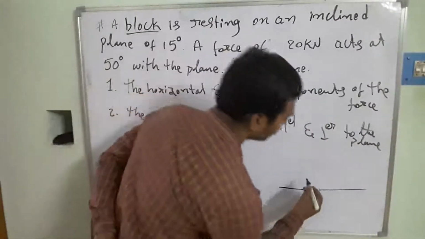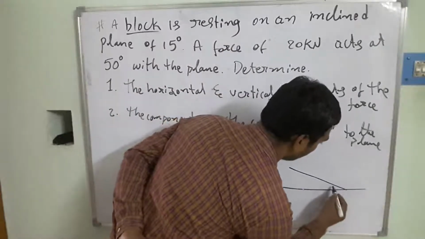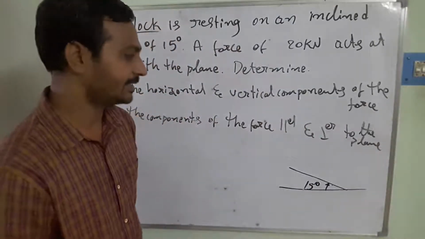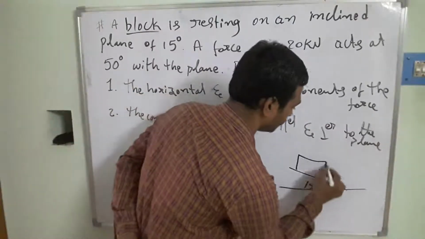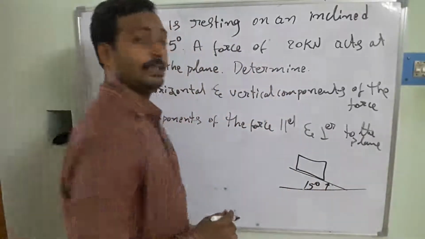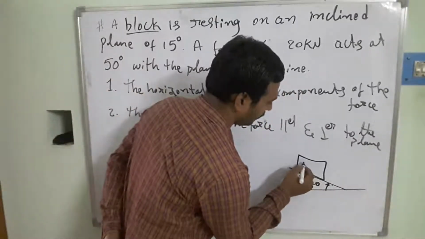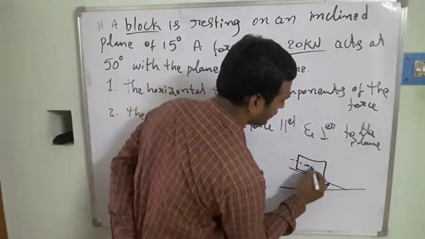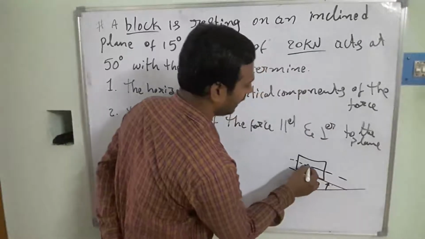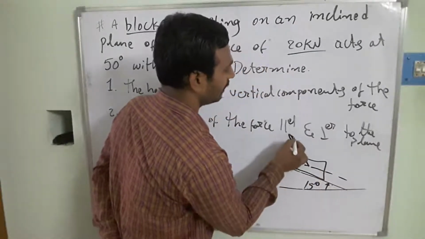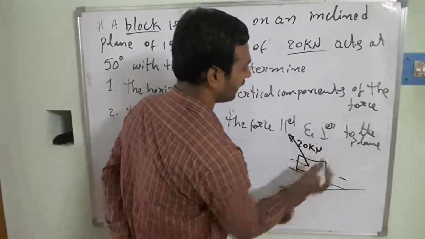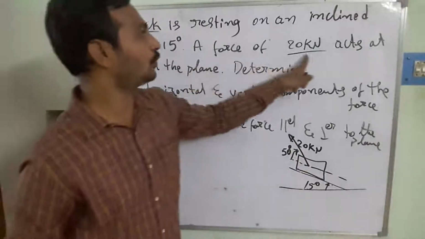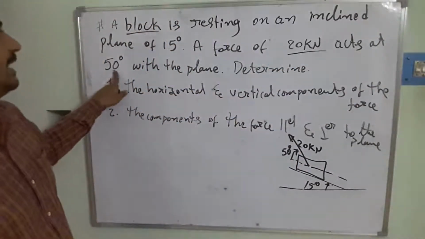So then in this case what happened? The inclined plane is going to be making an angle of 15 degrees that I am mentioning here. So that's going to be 15 degrees. And one block is going to be resting at this position. Right? Then in this case what will happen? The 20 kilonewton load is going to be acting parallel to this inclined plane, and with this one it is going to be acting at an angle of 50 degrees. That is mentioned: a force of 20 kilonewtons acts at 50 degrees with the plane.